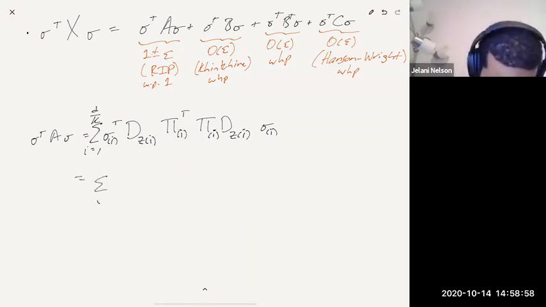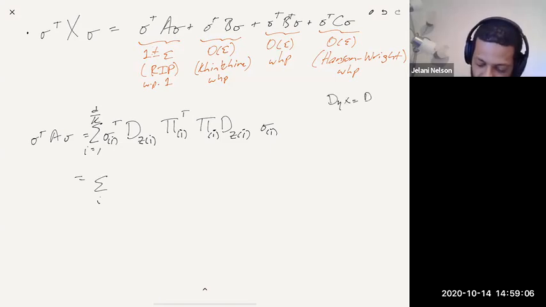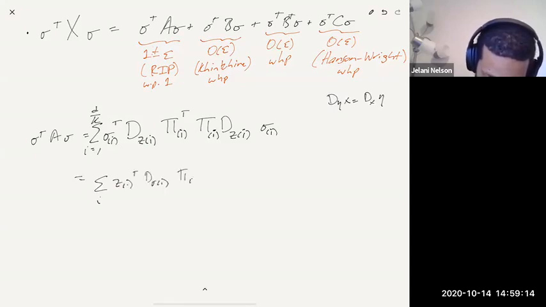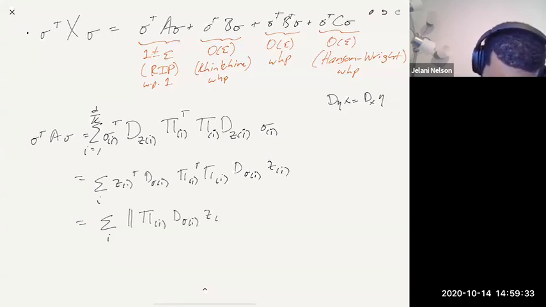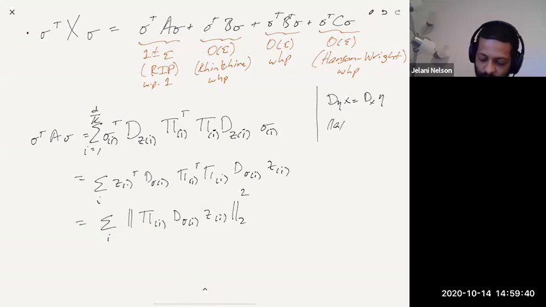And then this is equal to the sum over i of, again, remember, we said this earlier, d eta times x is the same thing as dx times eta. So I can use that to say this is zi transpose d sigma i pi i transpose pi i d sigma i zi. And this is equal to the sum over i of the L2 norm squared of pi i d sigma i zi. Remember, an L2 norm squared is just A transpose A, which is exactly what you're seeing here. This is basically my A. So this is A transpose A, that's the L2 norm squared.